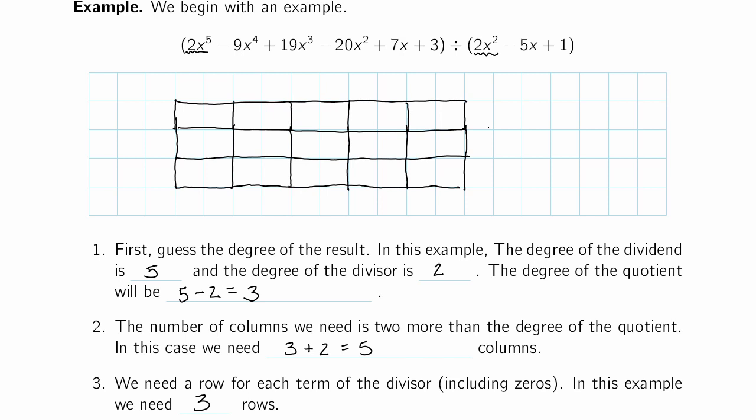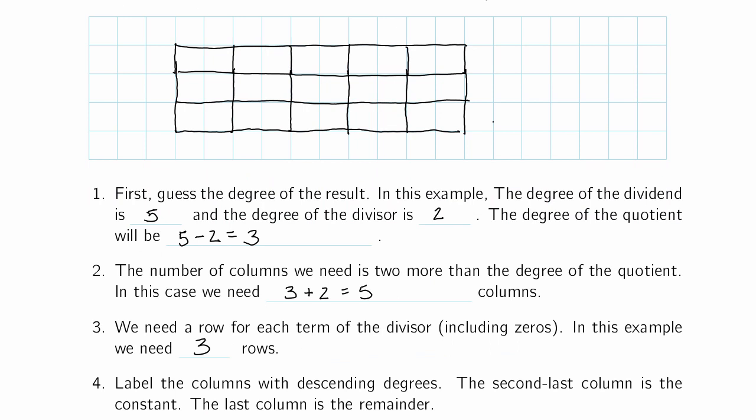Now what am I going to write inside and outside of this box? I'm going to start by writing stuff outside. I'm going to label the columns in descending order, so with descending degrees. The degree of my answer is 3. My first column is going to be an x to the 3rd term. Then I'll have an x squared term, an x term, a constant term, and then my last column is going to be my remainder.